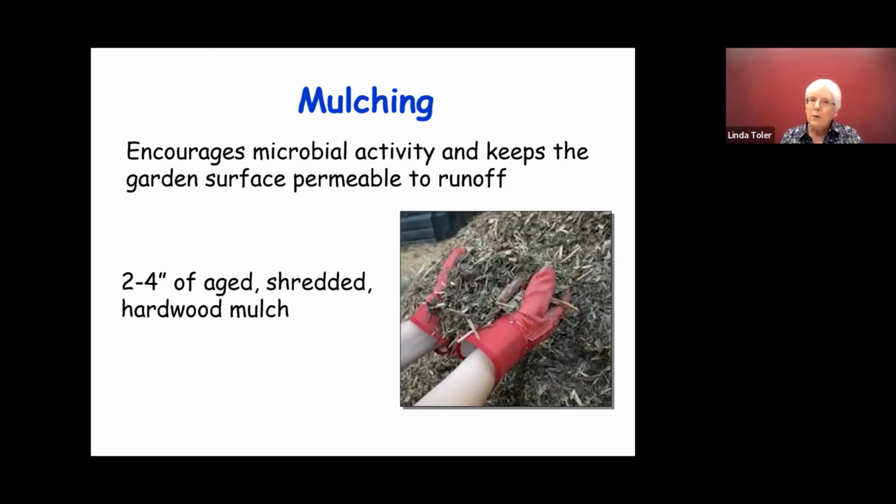When you mulch a rain garden, it's just like any other garden. You want to use good mulching practices. Don't cover the crowns of the perennials, and keep the mulch away a couple of inches from the trunks of trees and shrubs.